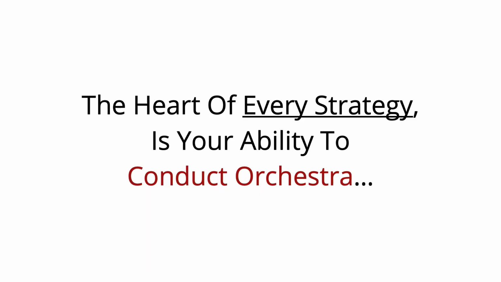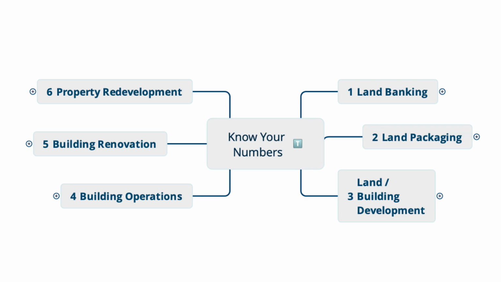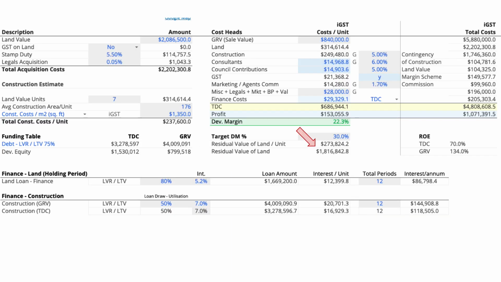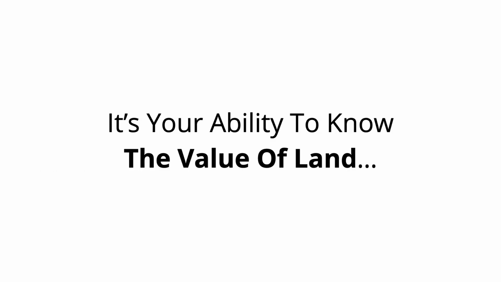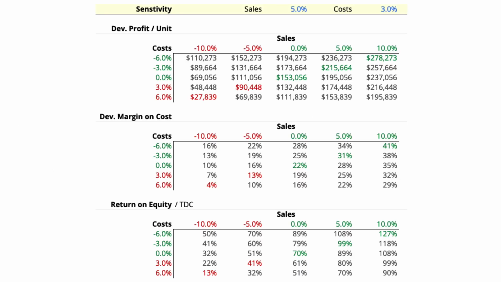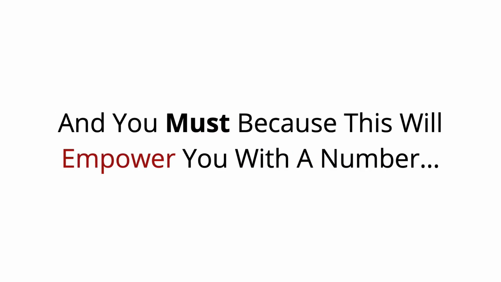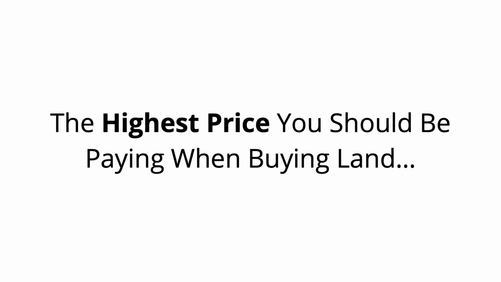No matter the strategy, at the heart of every strategy is your ability to conduct the orchestra. It's your ability to know your numbers and the system. And it's not just feasibility. It's not just costs. Most importantly, it's your ability to know the value of land. It's your ability to know if the project will be profitable if X happens. Here's how you can calculate this for your own projects. And you must, because this will empower you with a number. A number that is the highest price you should be paying when buying land.